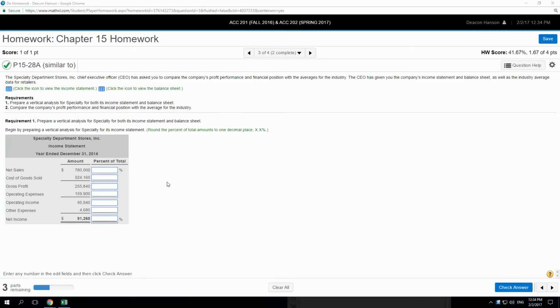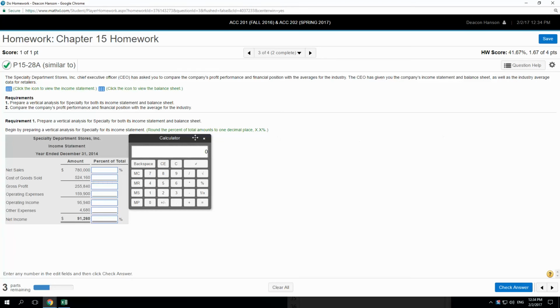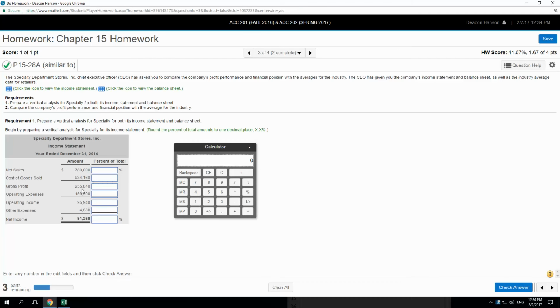Okay, this problem requires us to prepare a vertical analysis for the income statement and a balance sheet, and then take a look at the company's profit performance and financial position in comparison to the industry average. So the first thing that we need to do here is a vertical analysis on the income statement. Remember, with a vertical analysis on the income statement, we divide everything by the revenue figure. In this case, the revenue figure is net sales. So net sales of 780,000 divided by 780,000 will be 100%, right?